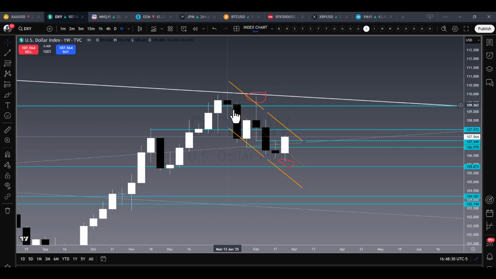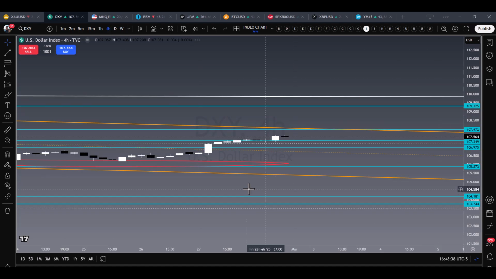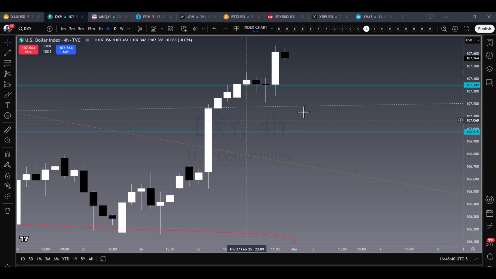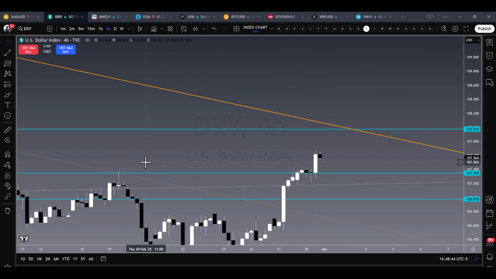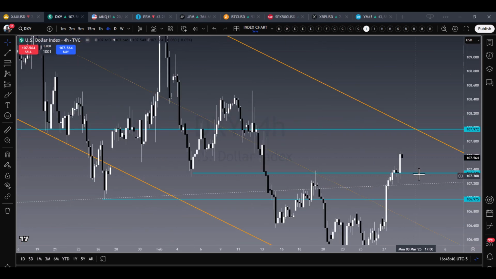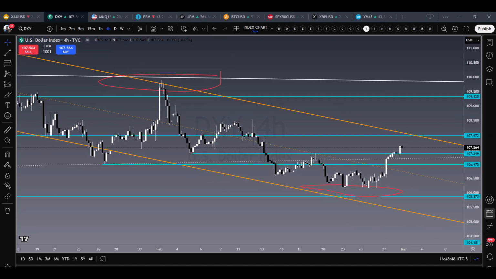Okay, we're just going to wait on the pullback and play that pullback. So now when we go down into, let's just say, the 4-hour chart, we have that pullback envisioned in our mind. How would this play out? There's our current high, and there's our current low down here.